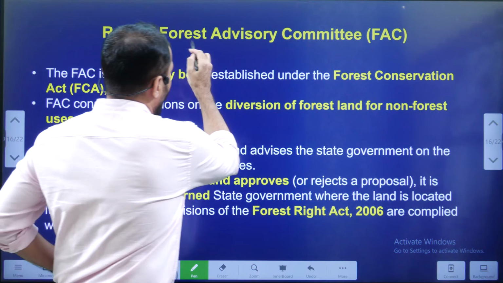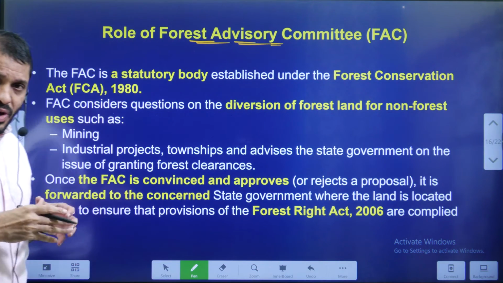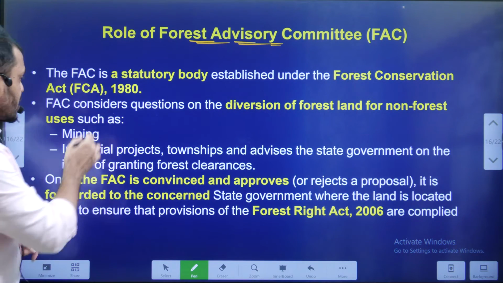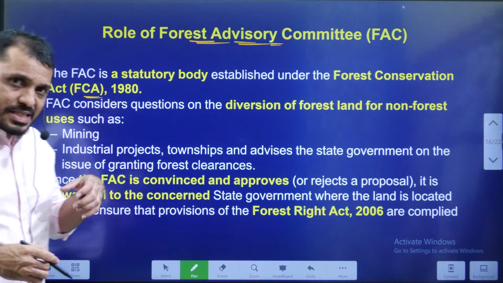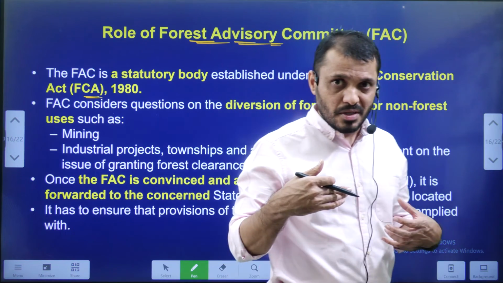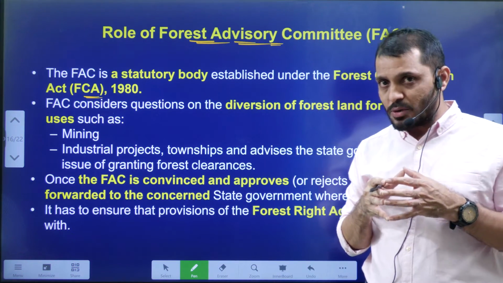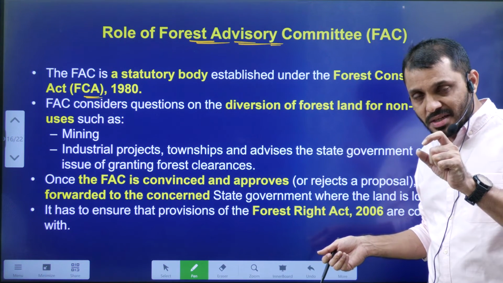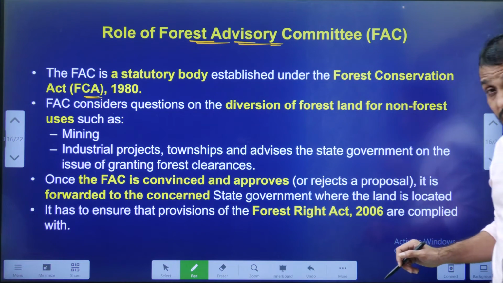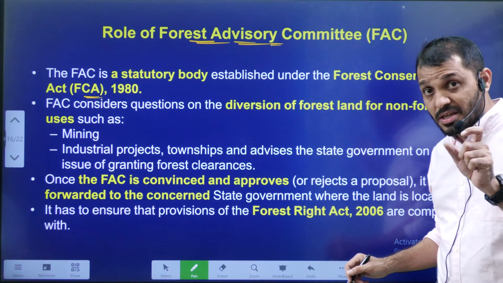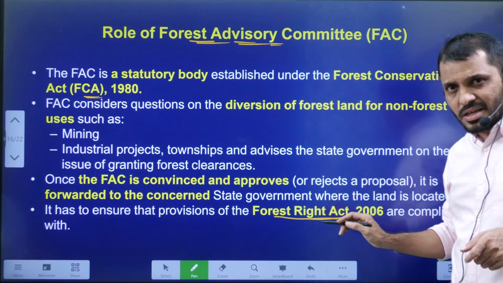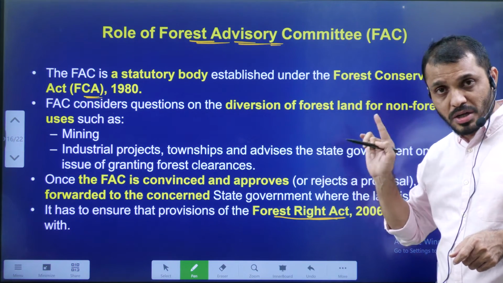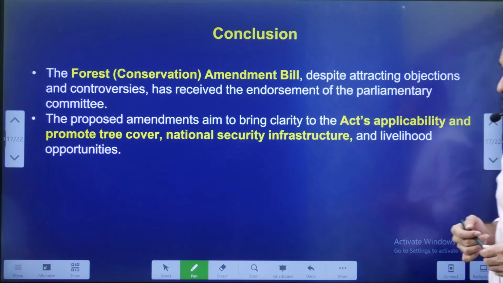In this aspect, you have to know the role of the Forest Advisory Committee. The Forest Advisory Committee, mainly, students, is a statutory body. It got powers from where? Forest Conservation Act 1980. When the government is diverting forest land to non-forest purpose, then Forest Advisory Committee approval is required. Once the Forest Advisory Committee approves, that report will be forwarded to the particular state. The state has to do all the studies on whether the diversion of the forest land to non-forest purpose is violating any forest rights or not, that will be checked. If it is not violating any forest rights, then the forest land will be diverted to non-forest use in a successful manner.